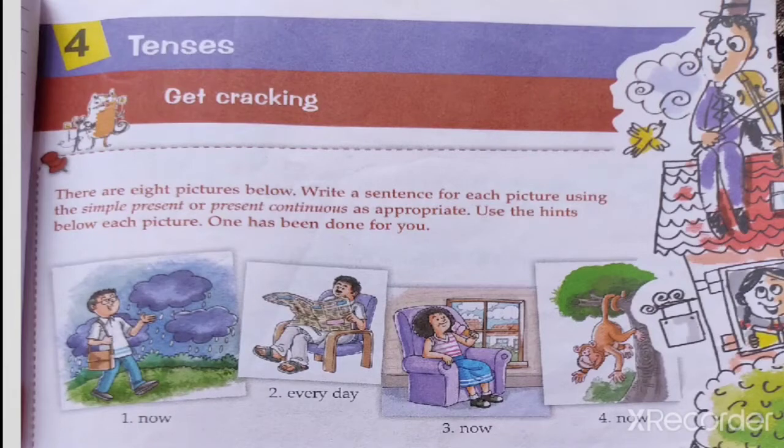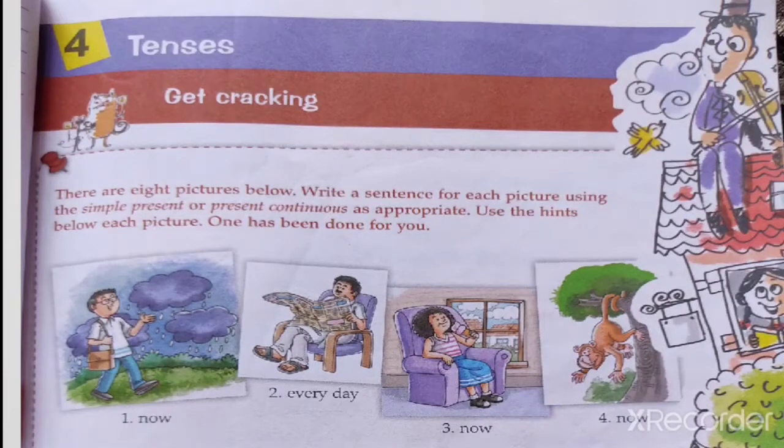Now, before we move to our book, everybody open page number 35 in your Grammar Get. Now, we know that there are 3 tenses: present, past and future. Now here in this first picture, you will learn about simple present and present continuous tense. You will understand the differences between these 2 tenses.